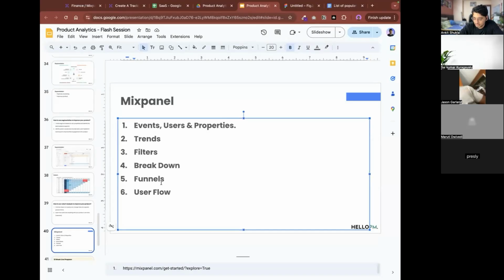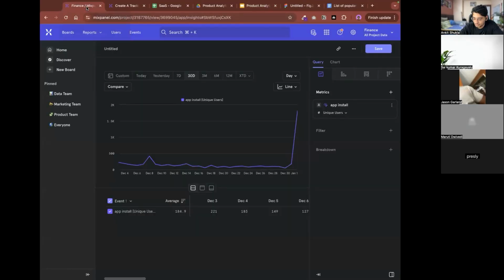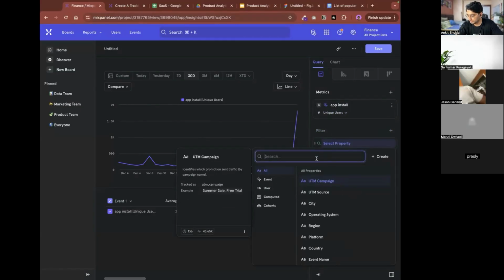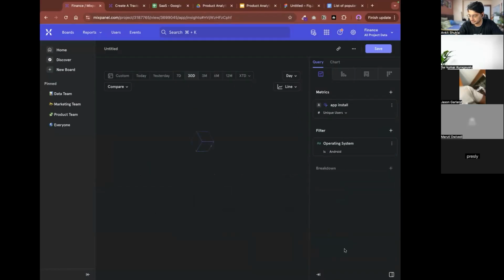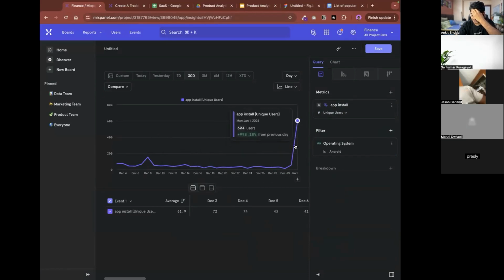Then you can have multiple filters as well. Okay. So let's say you want to see app install, but only for people who have installed this on the operating system called Android. We only want to see the Android users. So now you can see it's a different graph.